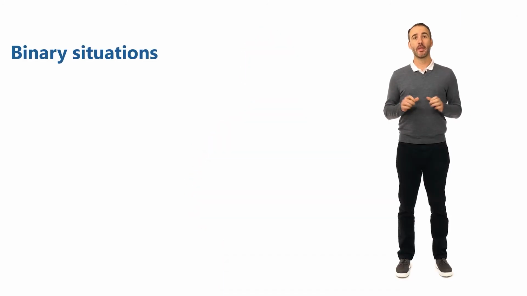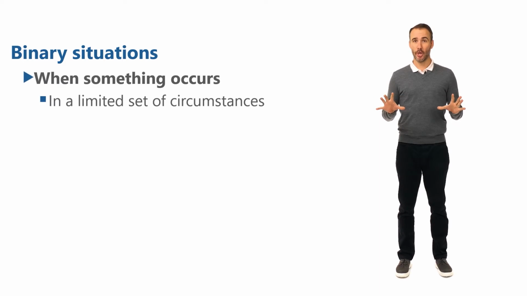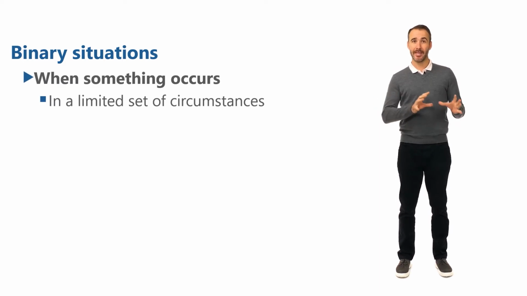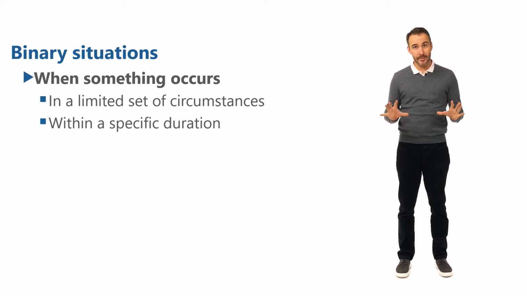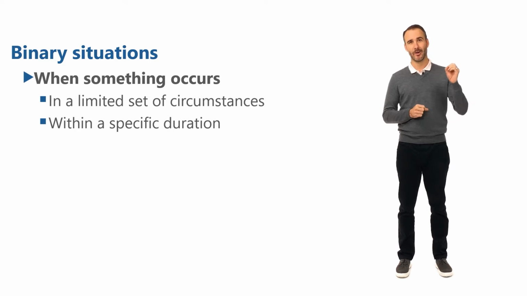And let's start by recognizing that there are many situations in financial modeling that are binary in nature. This is when something occurs only during a limited set of circumstances, i.e. if something happens, or within a specific duration of time. And in the context of that, it's useful to remember that multiplying by zero will always yield a zero result.